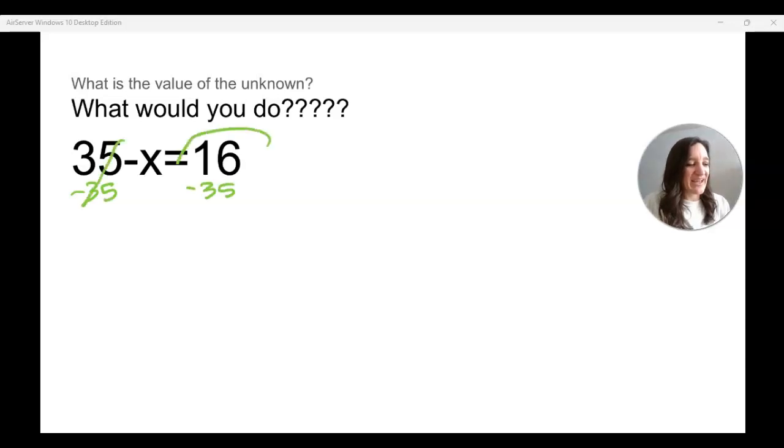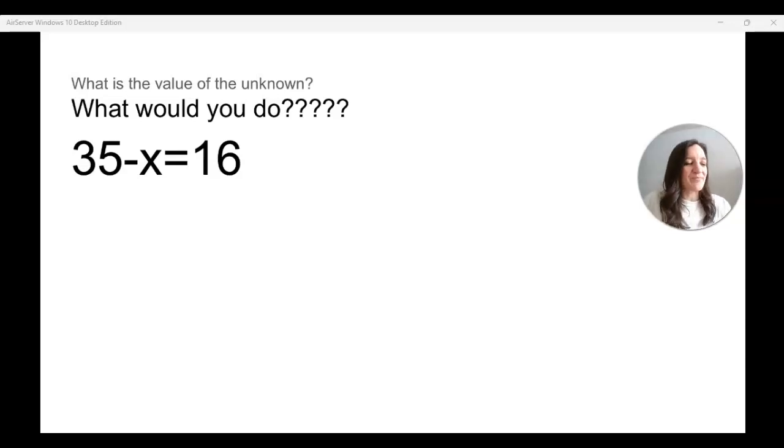But then look what I have, 16 minus 35. And then my x isn't really isolated because it's a negative x. And this would put me in the negatives, wouldn't it? So this one's kind of a tricky problem. I don't know if this is really a 6th grade problem or more like a 7th or 8th grade problem. Probably more 7th grade. But what would we do?